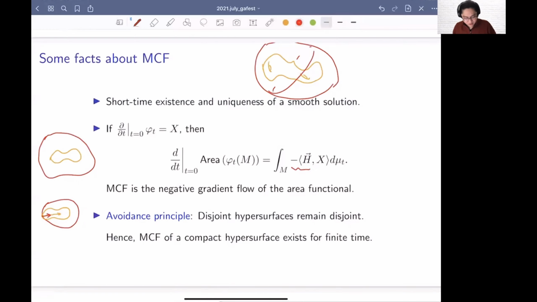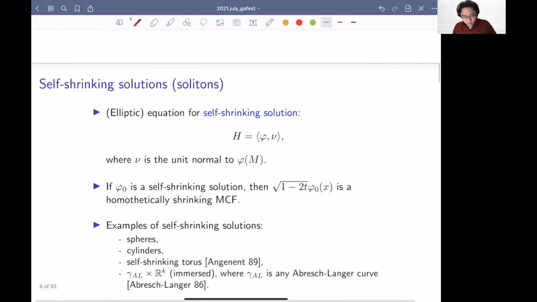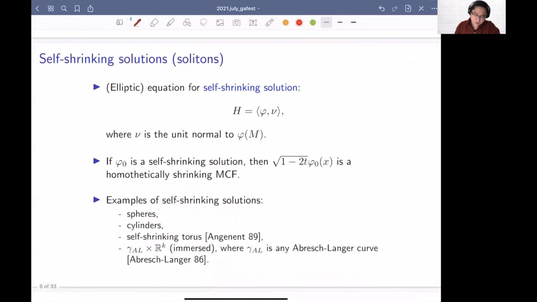Having gone over some basic facts, now let's look at some special class of solutions.